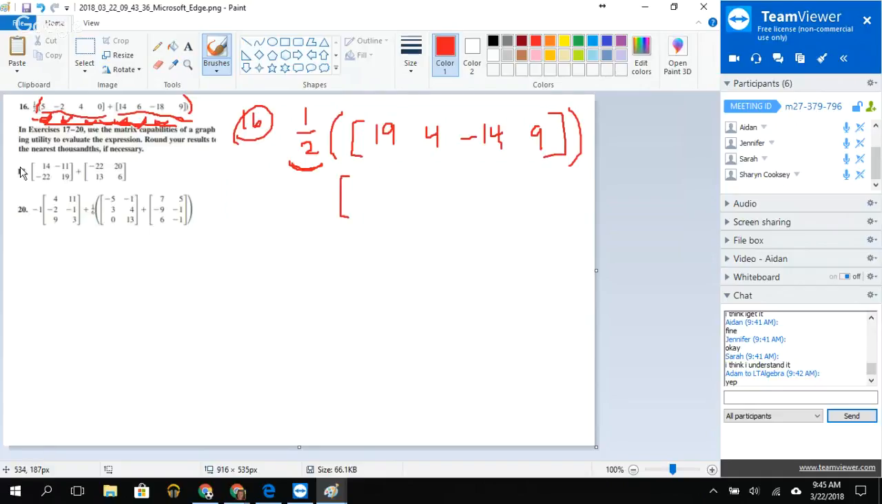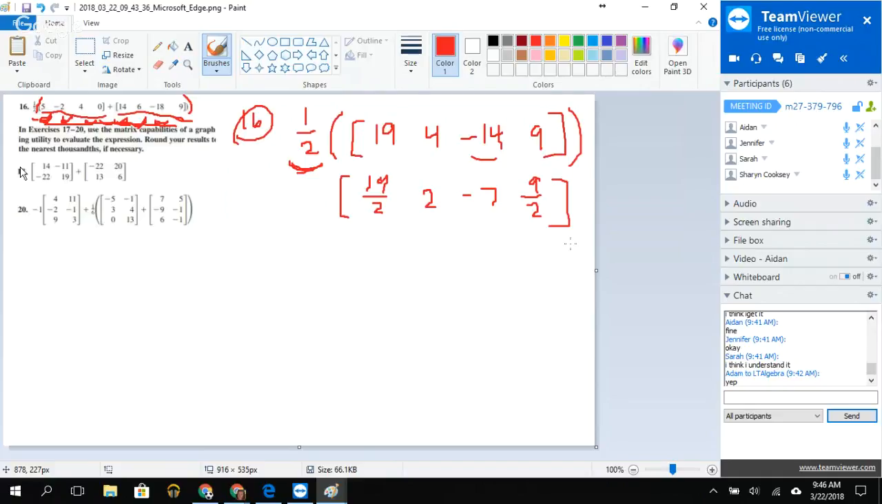So I have 19 divided by 2. I'm just going to leave that as 19 divided by 2. Okay. I have 4 divided by 2, which is 2. I have 14 divided by 2, which is -7. And I have 9 divided by 2, which I'm going to leave as 9/2. So that one's not too bad, right?